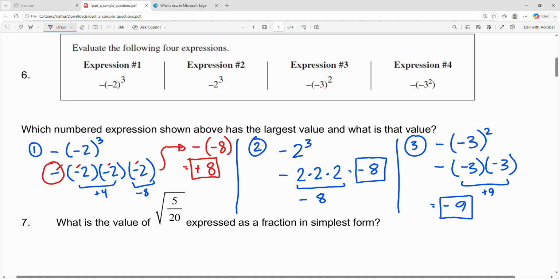Another way you could do it is count up all the negative signs. I've got negative 1, 2, 3. I have 3 negative signs. So an odd number of negatives is always going to give us a negative answer.